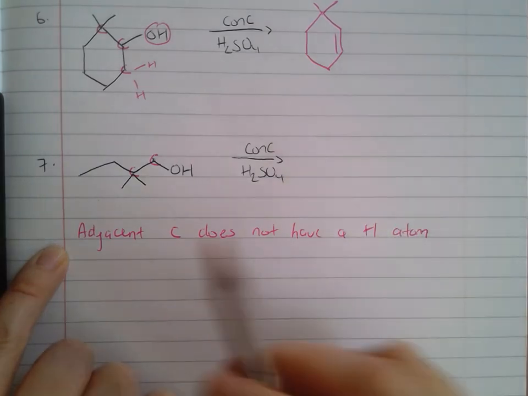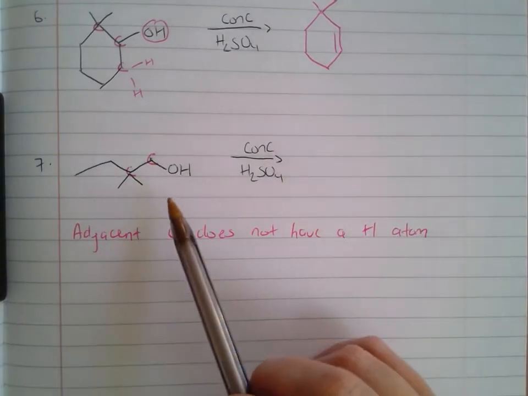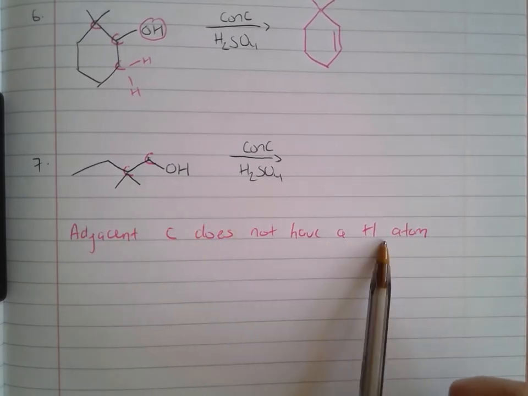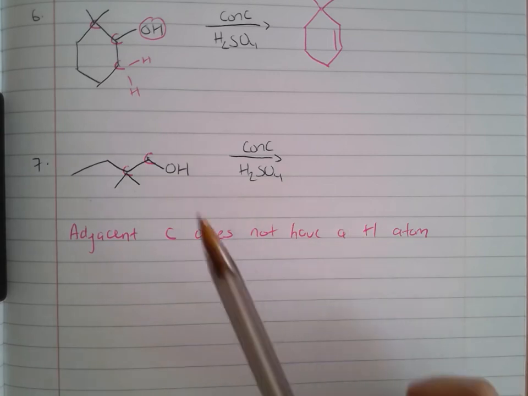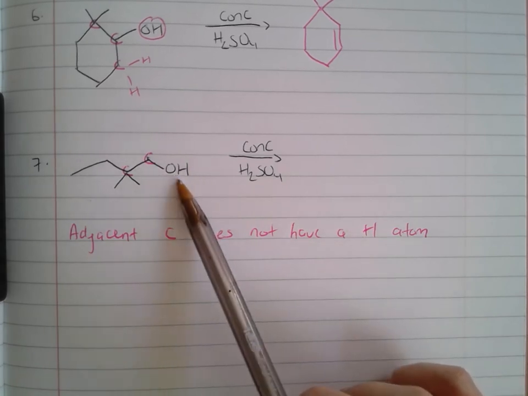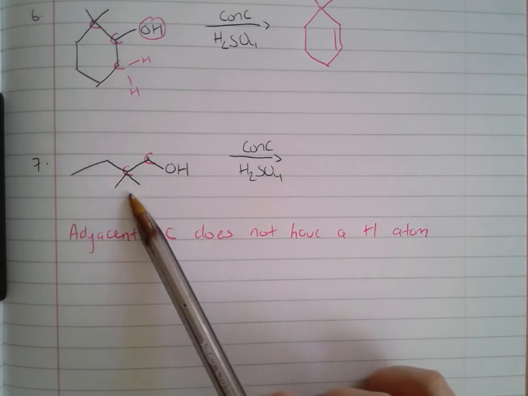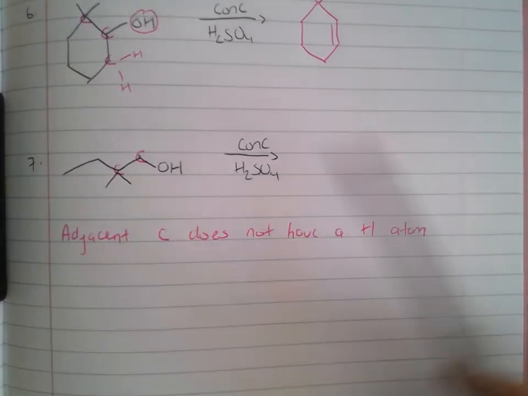Some of you in your answers told me that it was bonded to 2 methyl groups. Yes, that's true, but the important part is to mention it doesn't have a hydrogen. Remember, you're trying to lose water. You're losing an OH. To make water, you need to lose a hydrogen. To mention that you don't have a hydrogen to lose from the adjacent carbon.